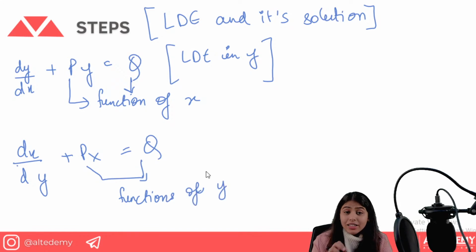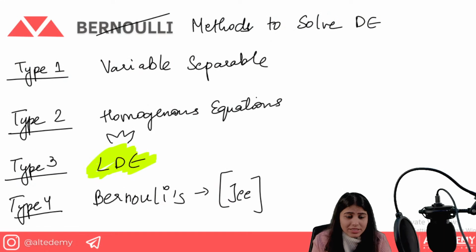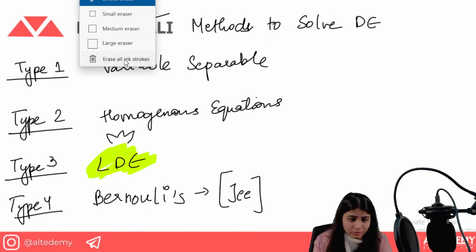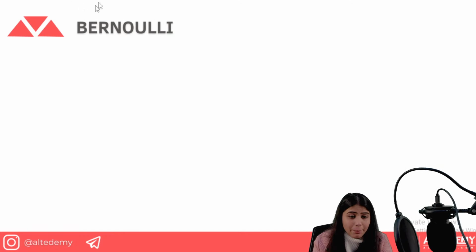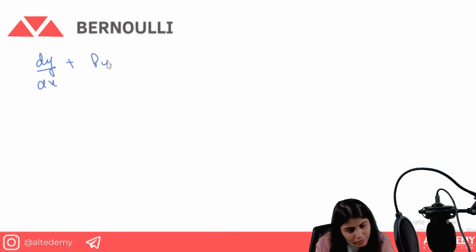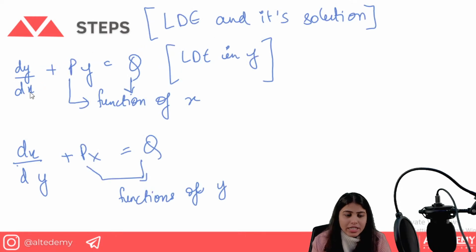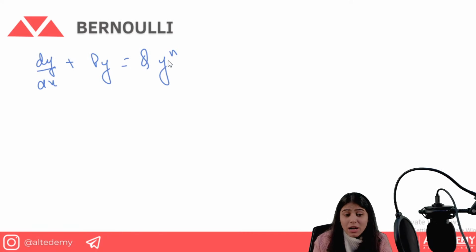Okay, and Bernoulli's. What was Bernoulli's? Bernoulli's is only the extension of the linear differential. I told you about the linear differential, now I'll tell you about Bernoulli's. The equation looks like dy by dx plus py is equals to q y to the power n. So here what is the difference? Dy by dx plus py is equals to q, but here we have y to the power n also with q.